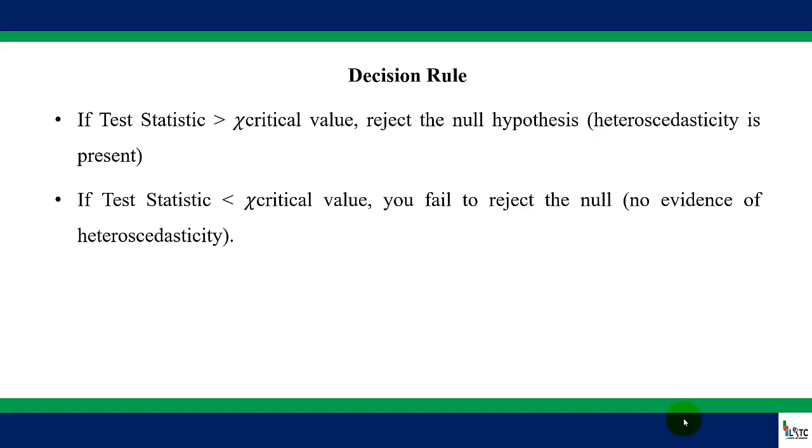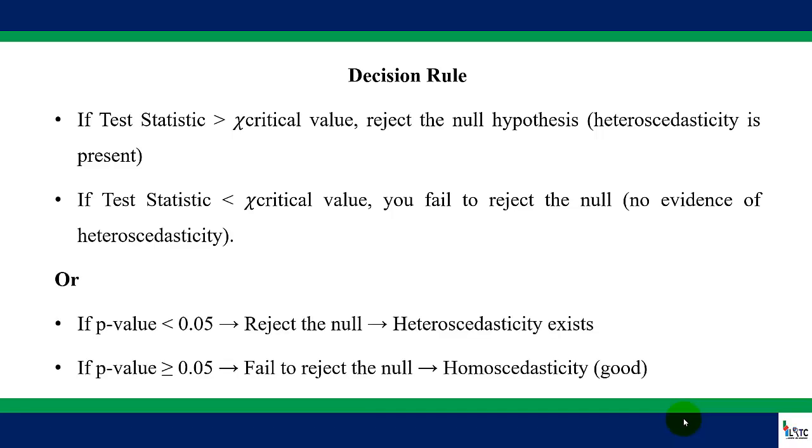But in a situation whereby the test statistic is less than the critical value, you do not reject the hypothesis. That is, you fail to reject the null hypothesis. And when you fail to reject the null hypothesis, what it means is that there is no evidence of heteroscedasticity. That means there is no problem with your model.